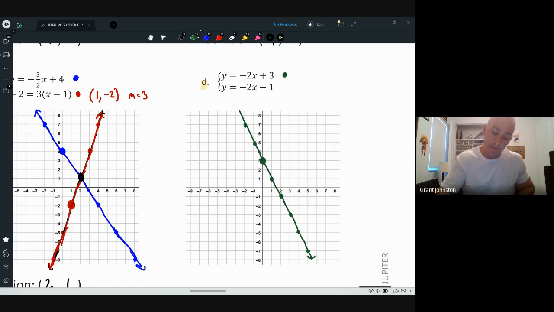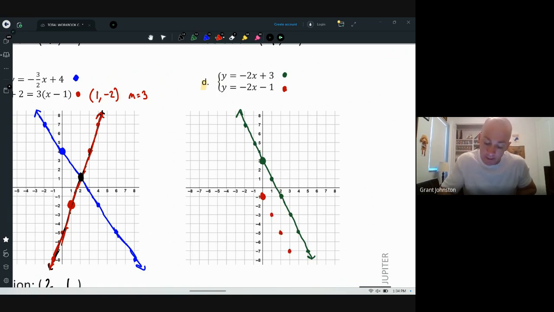All right. Second one I'll do in red. That's also written in slope-intercept form. The y-intercept's -1. And the slope is also -2 on this, which is interesting. So from that point, I'm going to go down 2 to the right 1, down 2 to the right 1.